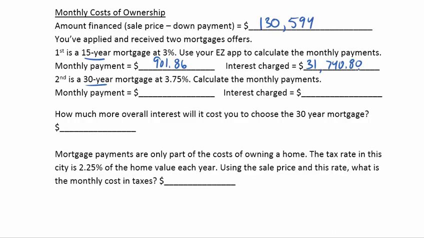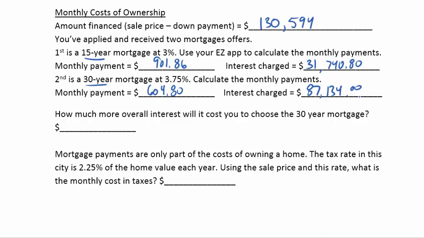All right, now I want to do the same thing for a 30-year mortgage. So I'm going to keep the loan amount the same. The interest rate is going to bump up to 3.75, and now I'm going to do this for 30 years. You usually pay a little bit higher interest rate for a longer loan. So here my payments are going to be $604.80. And my interest charged here is going to be a lot more. It's going to be $87,134.